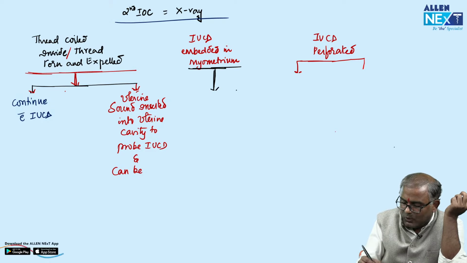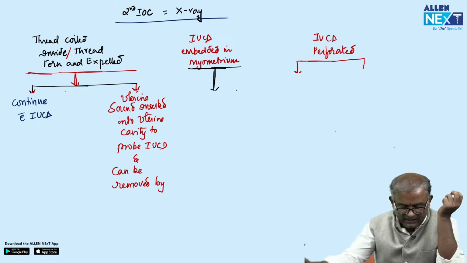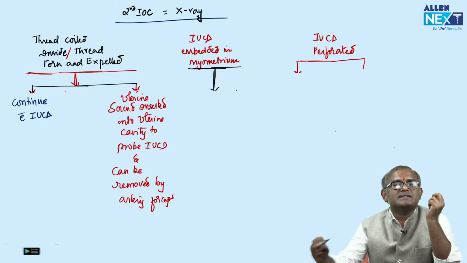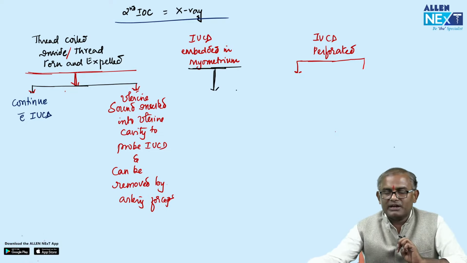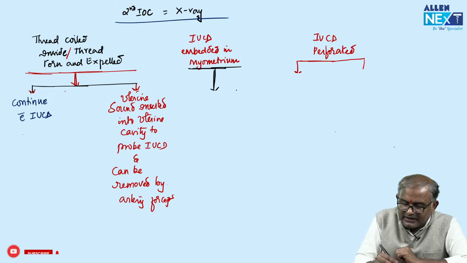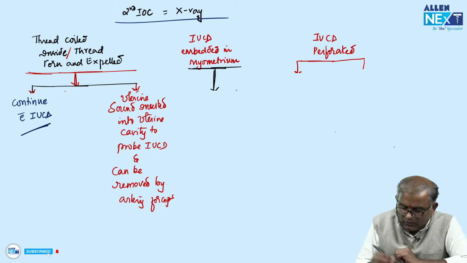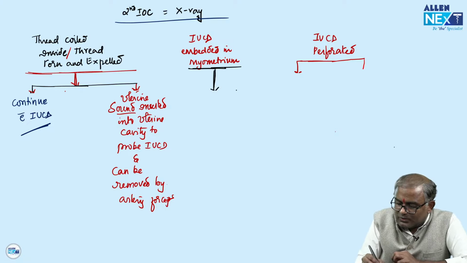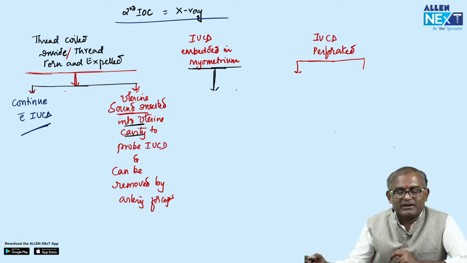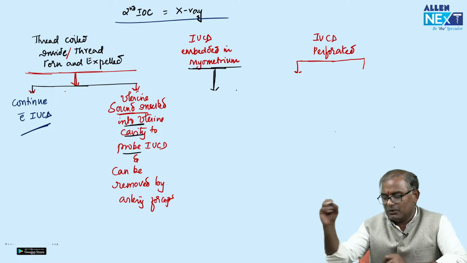and it can be removed. Can be removed by what, doctor? Artery forceps. Can be removed by artery forceps. So understood, doctor? If the thread is coiled or if the thread is torn and expelled, either we can go for continuing with IUCD, or a uterine sound is inserted into the uterine cavity to probe the IUCD and it can be removed by artery forceps.